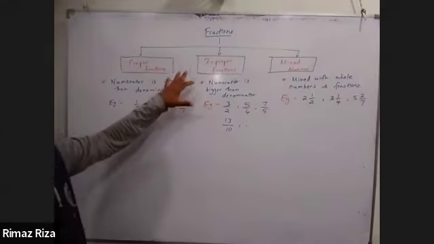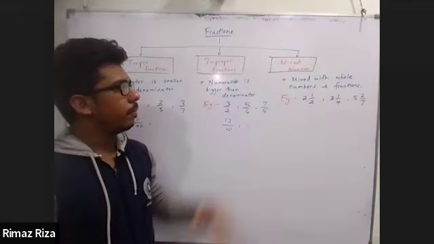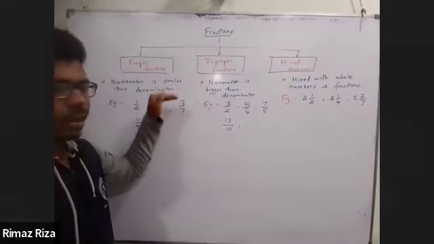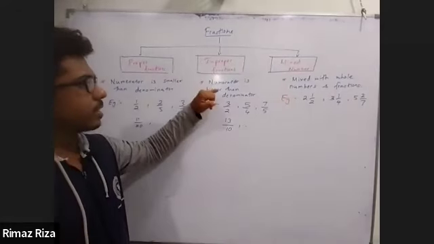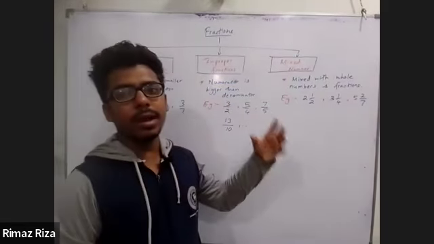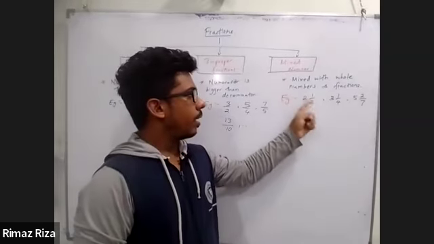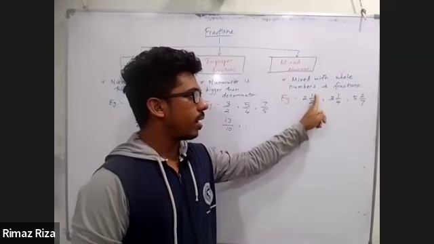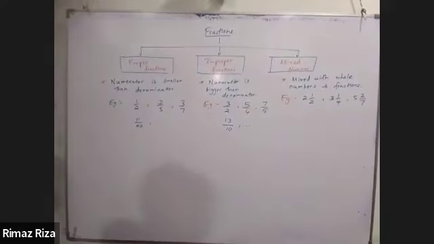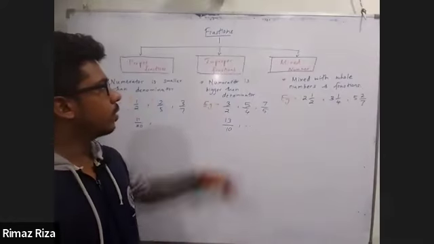Okay, so we have three types of fractions: proper fractions, improper fractions, and mixed numbers. In proper fractions, the numerator is smaller than the denominator. In improper fractions, the numerator is bigger than the denominator. In mixed numbers, we have a mixture of a whole number and a fraction. And here also keep in mind the numerator is smaller than the denominator. That's very important.